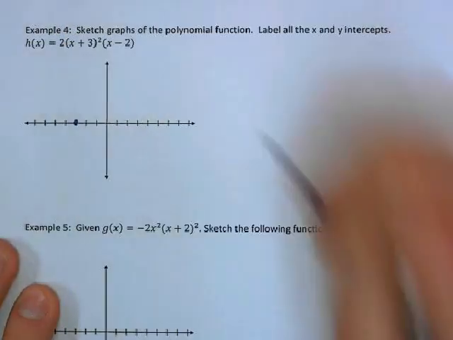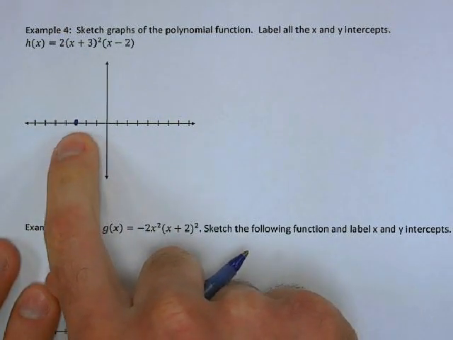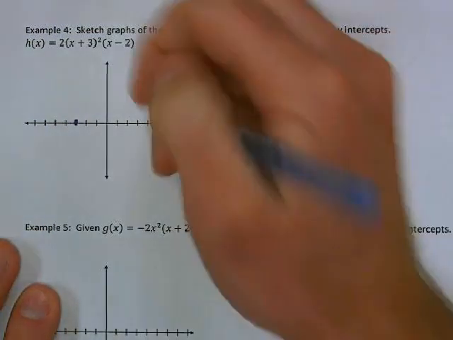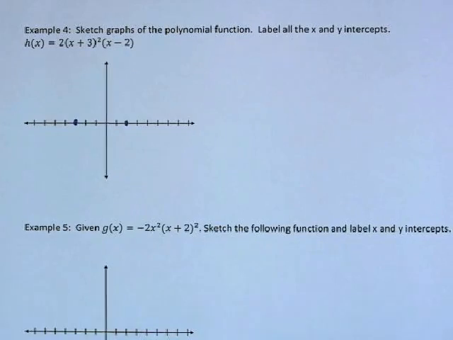I shouldn't say cross because it might bounce. Anyways, it's going to hit the x-axis at -3 and +2. Okay? All right. Before we start graphing this thing, let's write down a few more details that'll help us out.